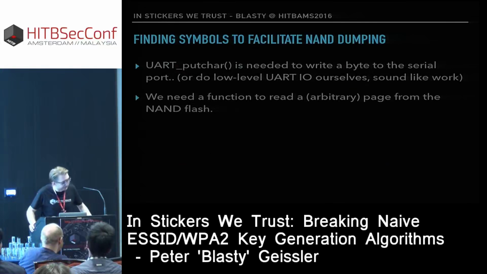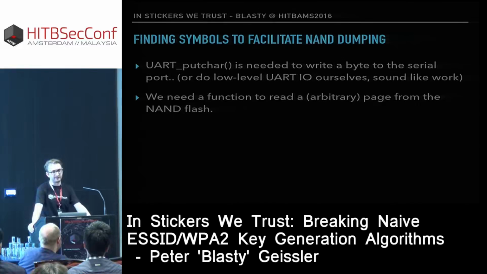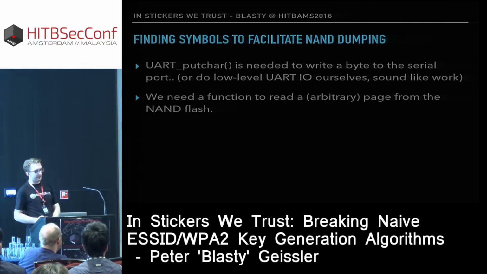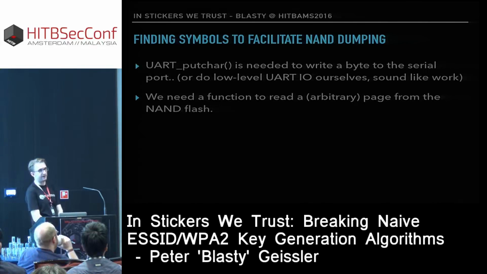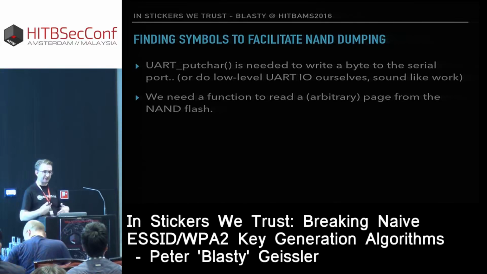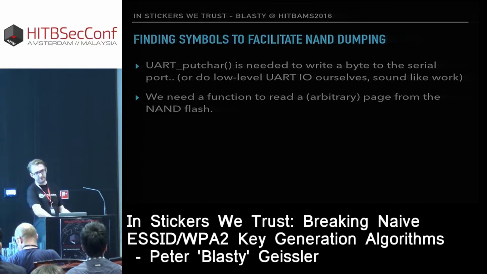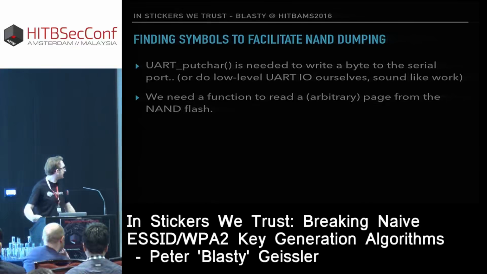So yeah, finding the symbols to facilitate this NAND dumping is not really hard. We need two functions, right? We need a function to write a character to the serial port. Or we need to write a function that does low-level UART I/O ourselves, which sounds like work, but isn't actually that much work because UART peripherals are very easy to control. You usually have a TX register which you write your data to, and then you have a status register which you keep polling to make sure that your write went fully through, and then when the bit vanishes from the register, you can do the next one.